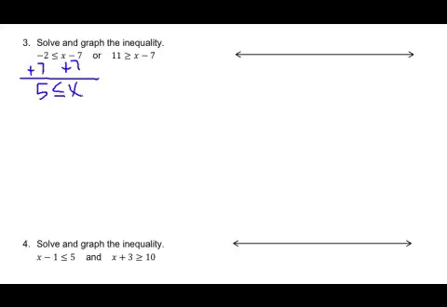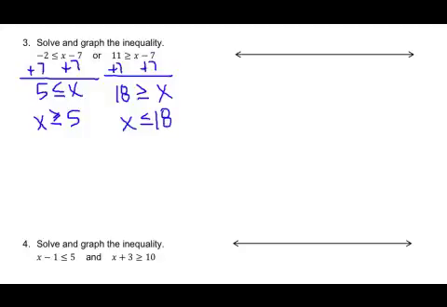Remember, we can change the order of our numbers and our variables. However, we need to switch the sign. So this is the same as x is greater than or equal to 5. If we solve the other inequality, again, we're going to add 7 to both sides. We get 18 is greater than or equal to x. Again, we can switch the order, so x is less than or equal to 18. Remember, this is an OR, so either one or the other has to be true.